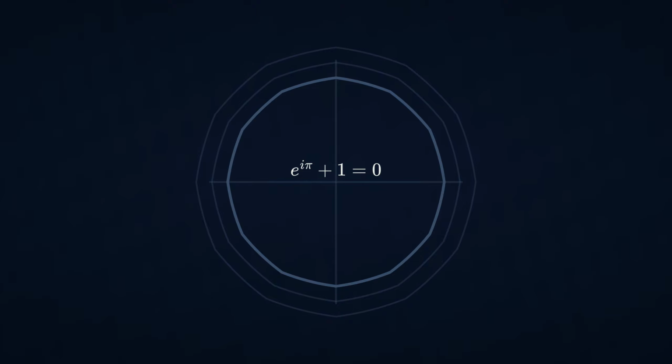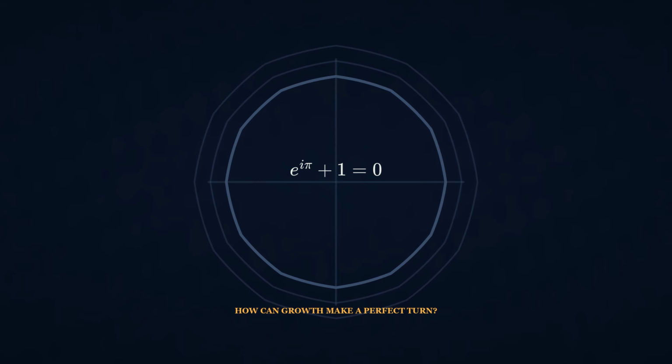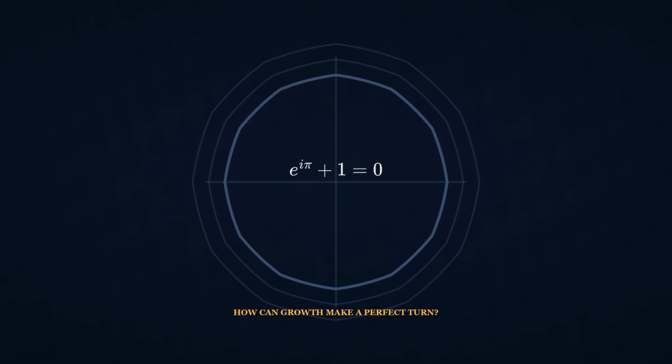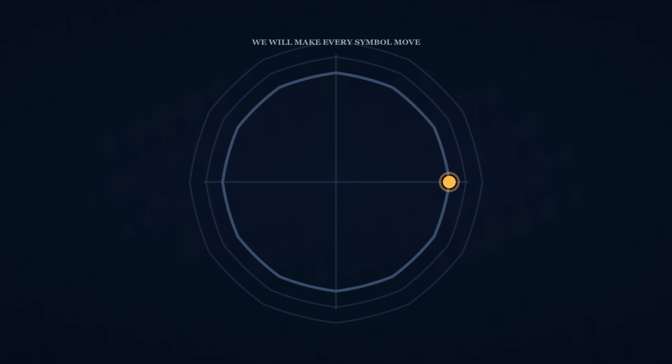5 symbols are waiting in the dark: E, I, pi, 1, and 0. Written together, they make a sentence that seems impossible. A number associated with growth is raised to an imaginary power, meets pi, adds 1, and becomes nothing. We will not ask you to admire that sentence. We will make it move.